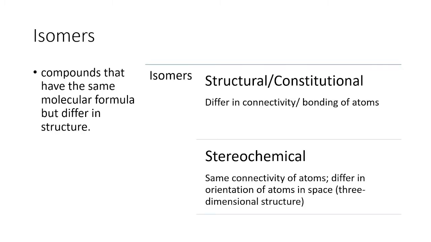We have here isomers, or compounds with the same molecular formula. We already discussed structural isomers. For this video, we will be having stereochemical isomers, which are compounds having the same molecular formula and the same connectivity of atoms, but they differ in orientation of atoms in space, or three-dimensional structure.